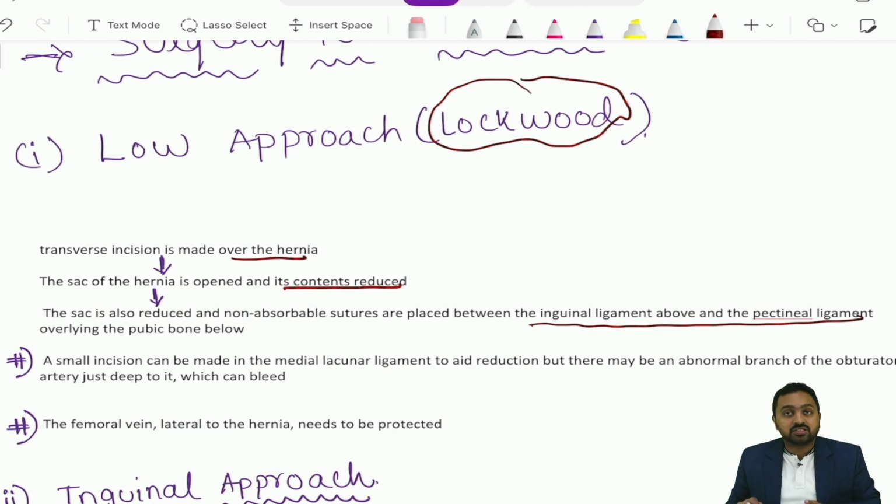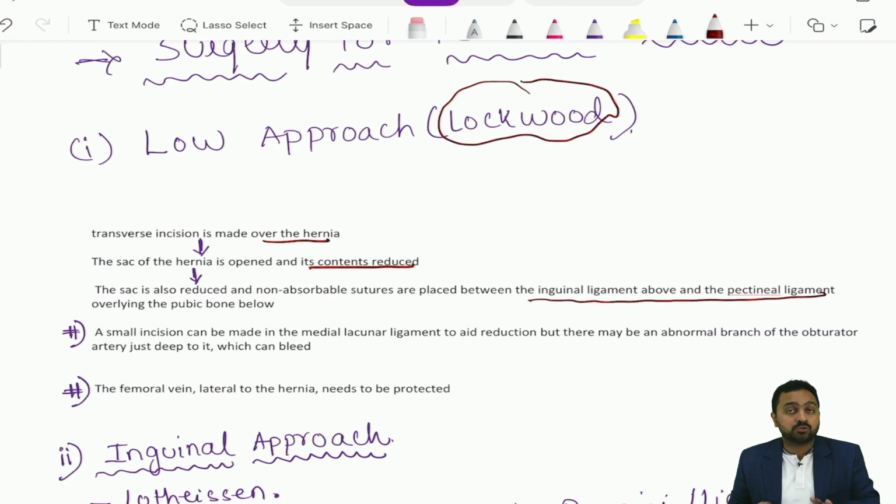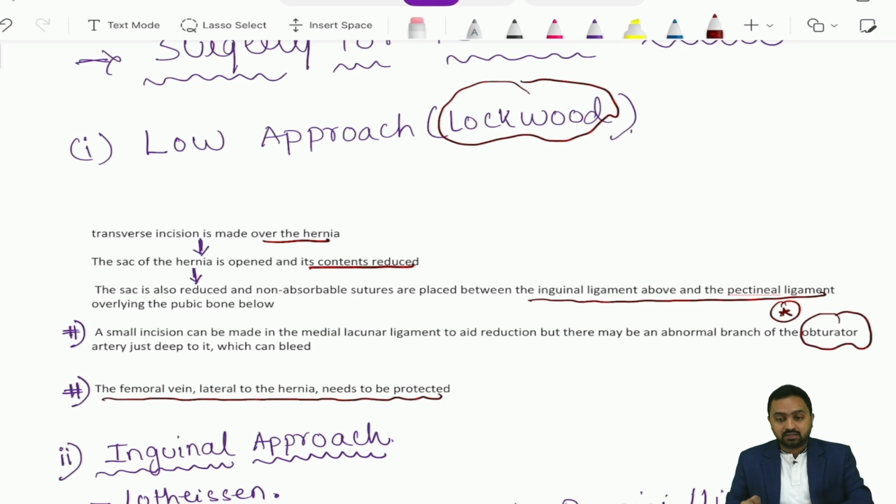A small incision can be made in your medial lacunar ligament to aid reduction, but there may be an abnormal branch of your obturator artery just deep to it which can bleed, and hence it is important to know this obturator artery anatomy, else you might injure it. The femoral vein lateral to the hernia needs to be protected. So these are a few important basic steps of the low approach or Lockwood approach. Even if you do not remember the steps, please do remember the name of the surgery.